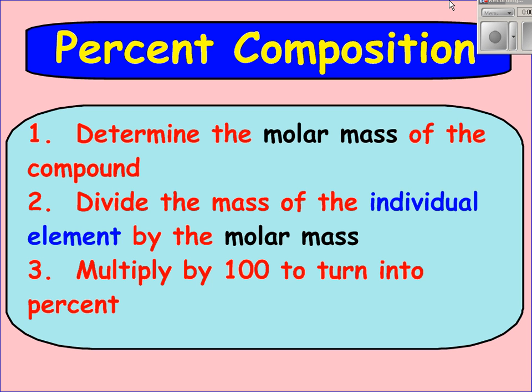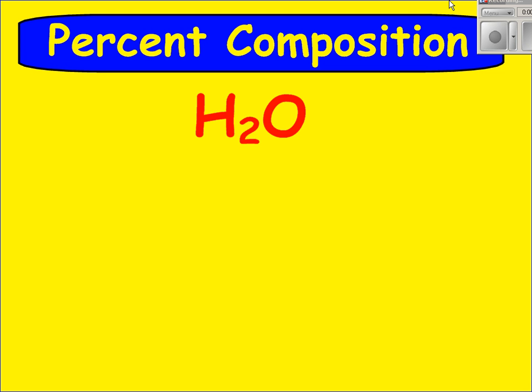Essentially, what you are doing in step 2 is a part divided by whole ratio. The part represents the part that you're interested in, whereas the whole represents the entire thing, whether that's a compound or an element. In step 3, you'll multiply your answer in step 2 by 100 to simply turn it into a percent. Now that we know these steps, let's go ahead and take a look at a few examples.